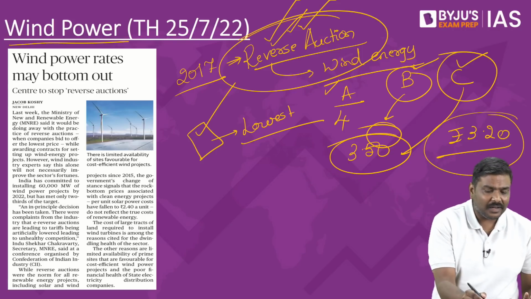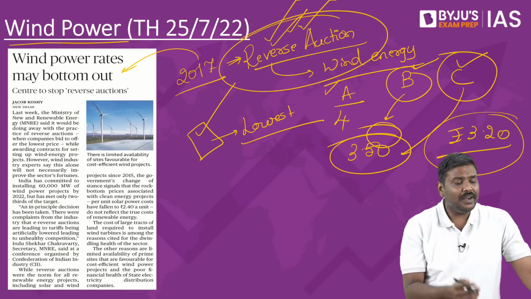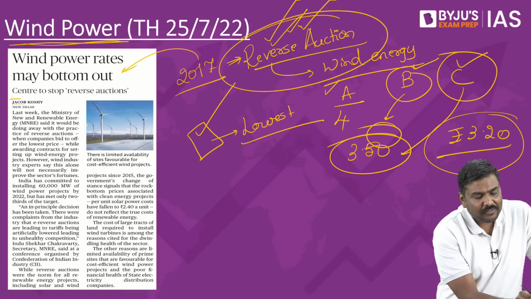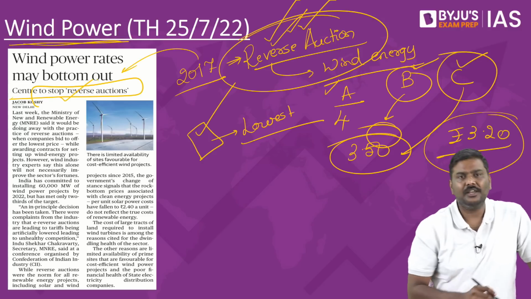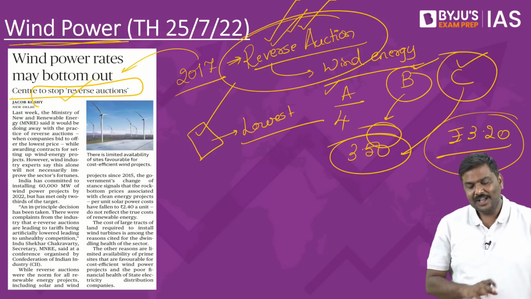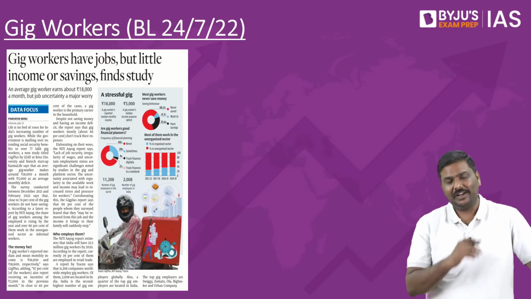So that has been the article, or the issue related to wind power, and the government very recently has announced they will be stopping reverse auction now. They will be stopping the process of reverse auctioning. Done. So this is a gist of the article provided.